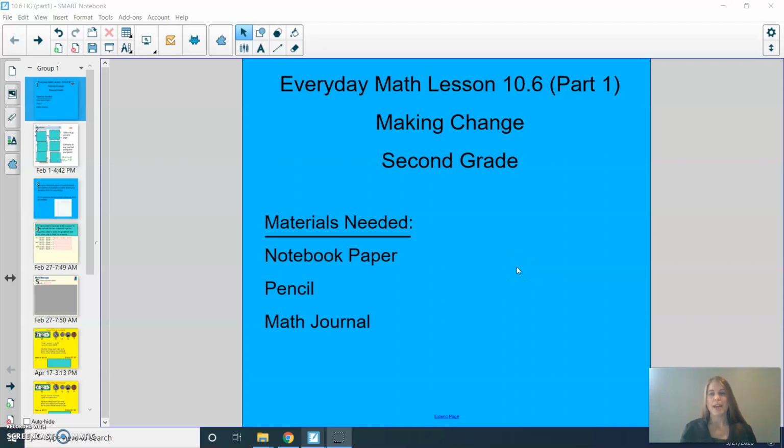Hi boys and girls, welcome to Everyday Math Lesson 10.6, Part 1, Making Change. The materials that you'll need: notebook paper, pencil, and math journal.